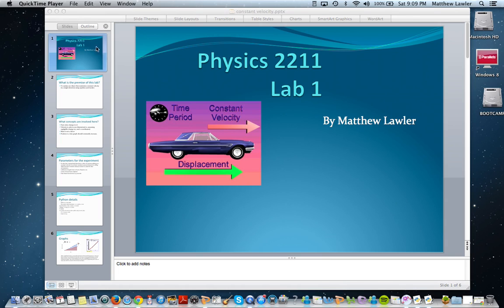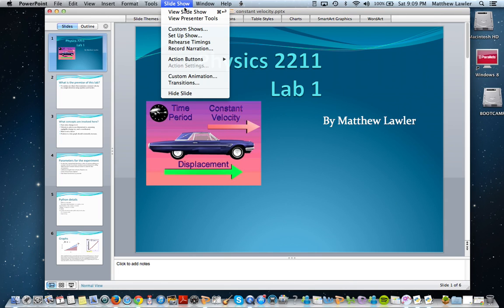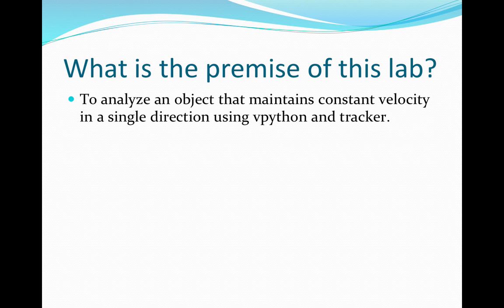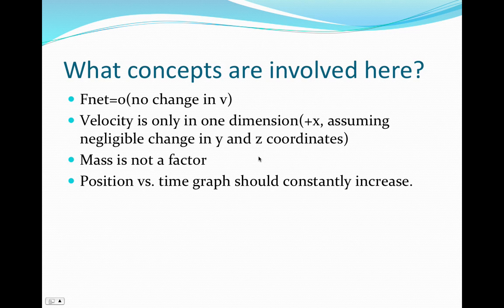So this is the Physics 1 Lab 1. And the basic premise of this lab is analyzing an object that is maintaining a constant velocity in a single direction using VPython and Tracker.